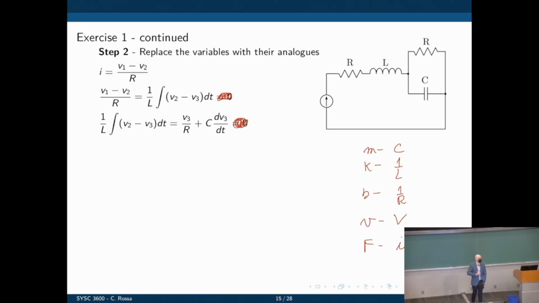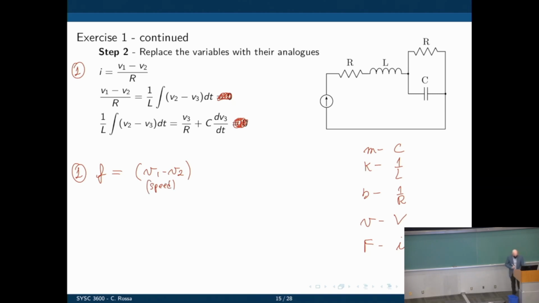Let's go to equation 1. Equation 1 is I equals V1 minus V2 over R. So all this current, this power from this current, is dissipated in the resistor. What is the equivalent in the mechanical system? I is F, V is the speed. This V was a poor choice, I should have called it E to avoid confusion. So now this is the speed.